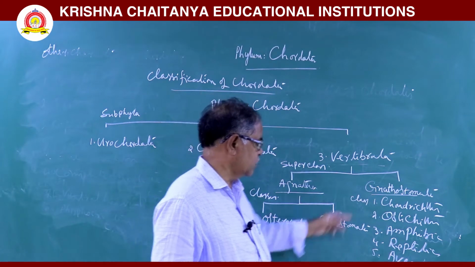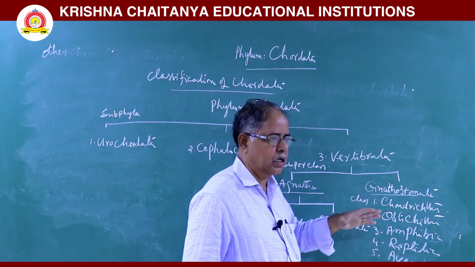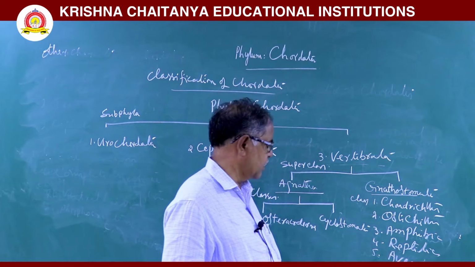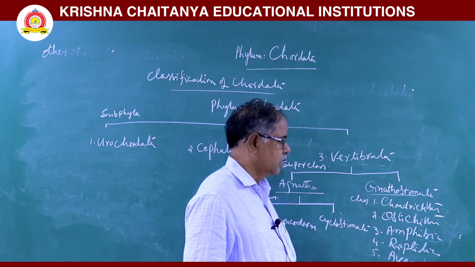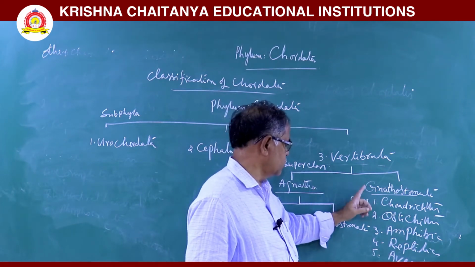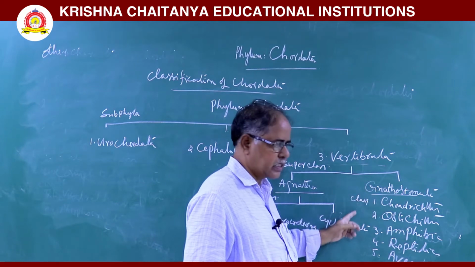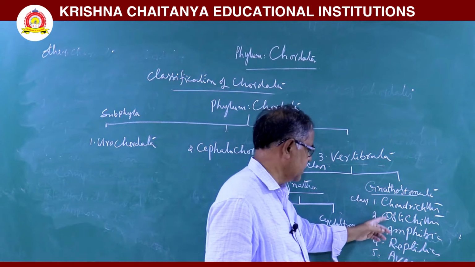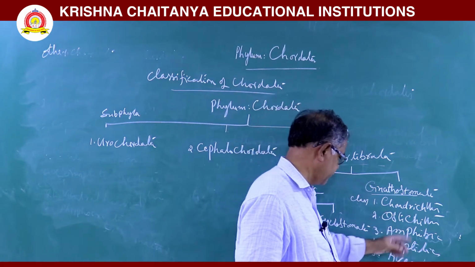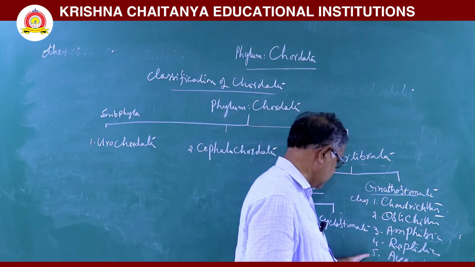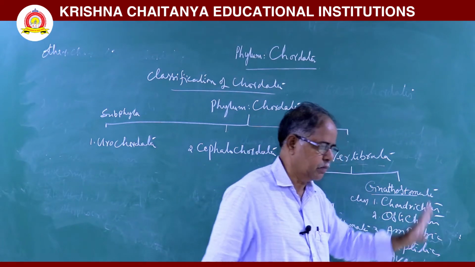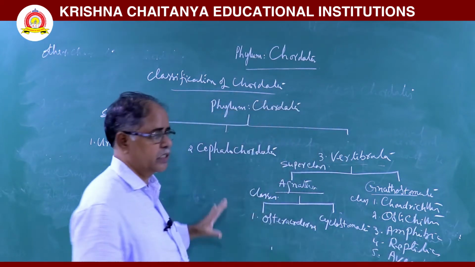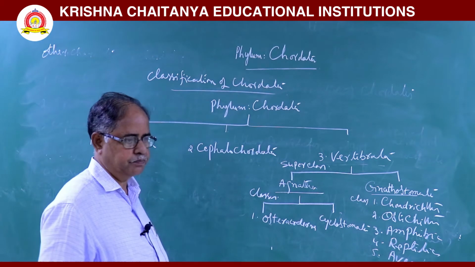Next, Gnathostomata. In Gnathostomata, the mouth is surrounded by jaws. In this superclass, six extant classes are there. One is Chondrichthyes, second one is Osteichthyes, third one is Amphibia, fourth one is Reptilia, fifth one is Aves, and sixth one is Mammalia. This is an outline classification of chordates.